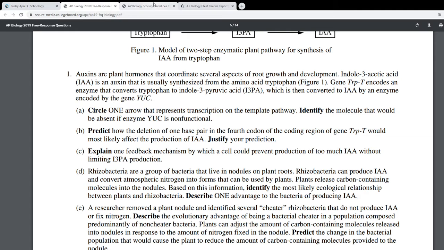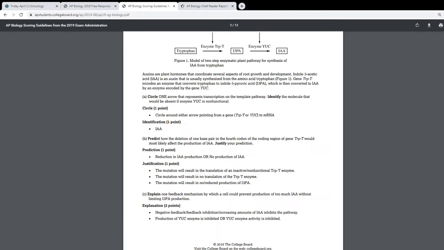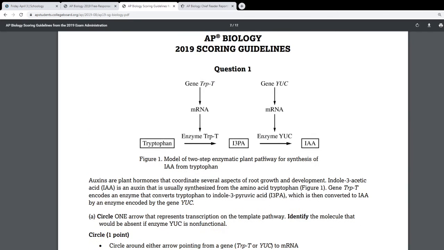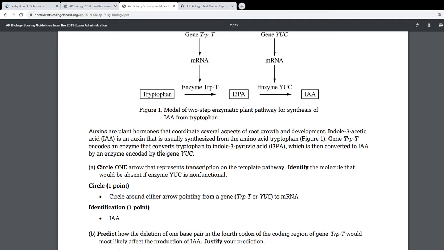Now I wanted to show you the scoring guidelines for this so that you guys can understand the way that question one got scored. So, first, you got 1 point if you could circle either arrow pointing from tryptophan or YUK to the messenger RNA. So, I think we were probably all good there. Then you got 1 point for identifying that IAA. Identify the molecule.